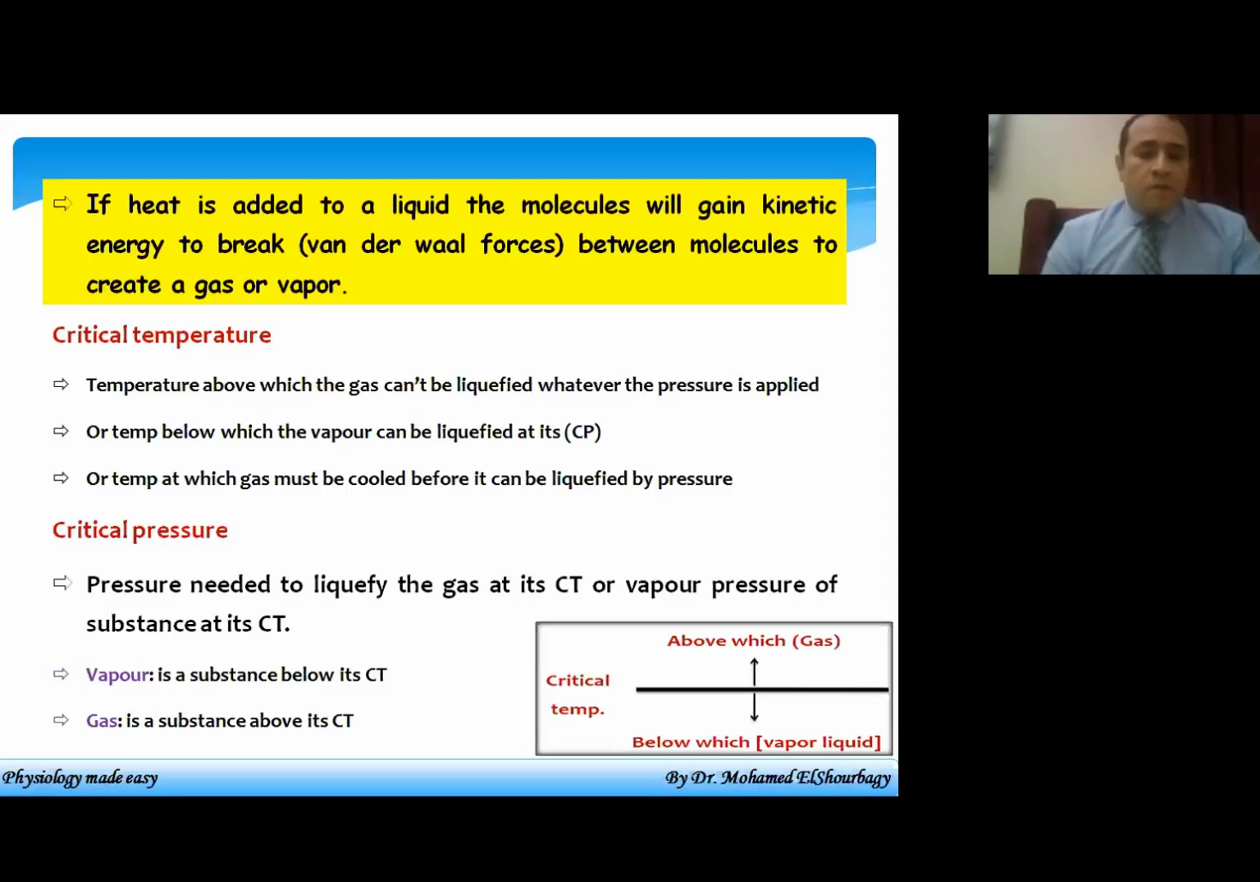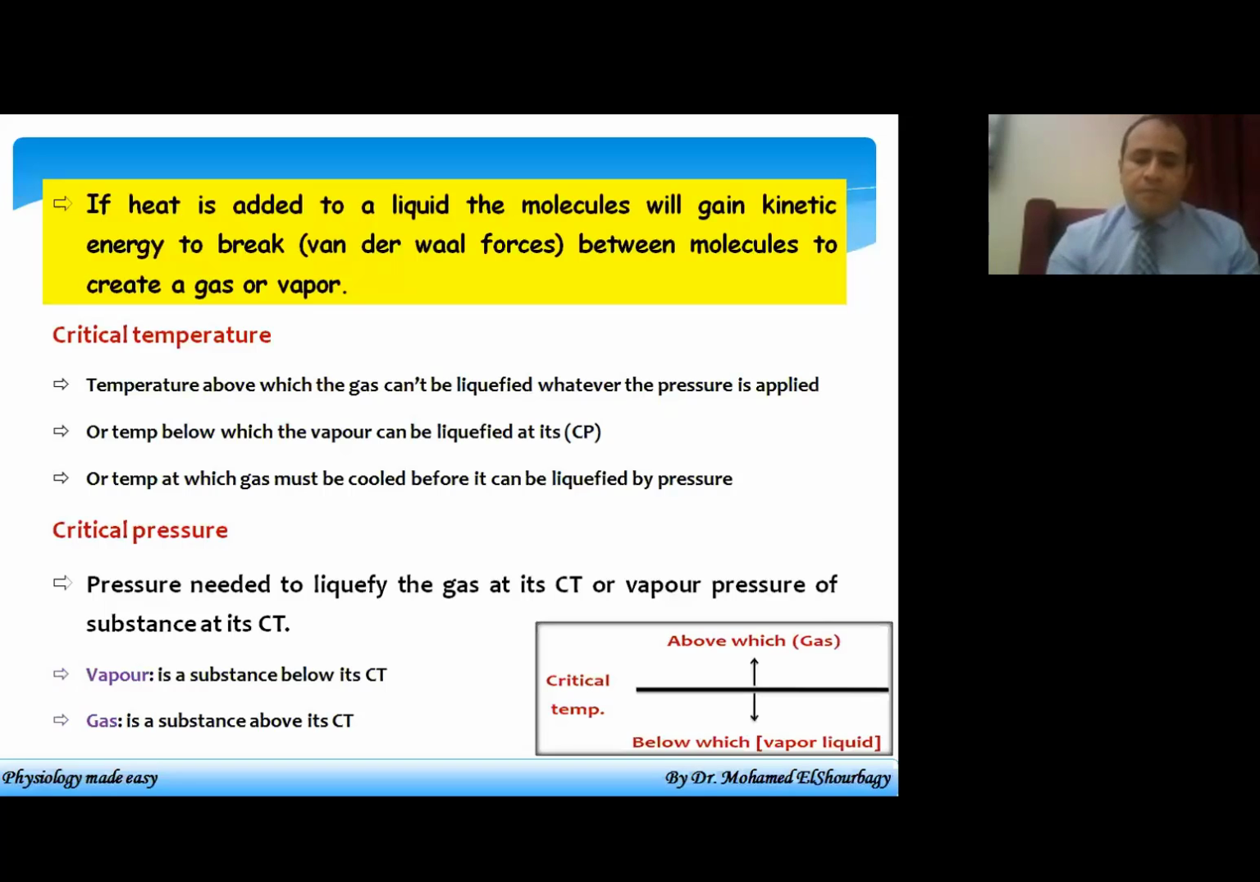So can we conclude the definition of vapor and gas? Vapor is a substance below its critical temperature. Because it is related to a liquid, we call it vapor below its critical temperature. While gas is a substance above its critical temperature, with a separate identity, not related to a liquid, and it cannot be liquefied, so it is called gas. To remember again: critical temperature, above which gas, below which vapor, liquid.